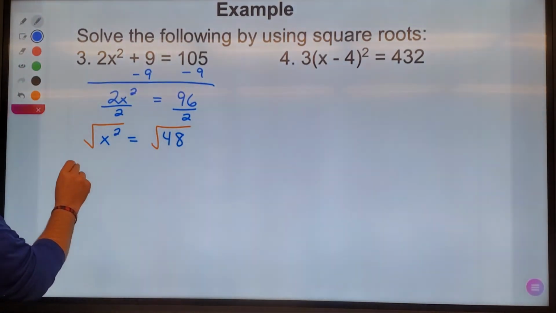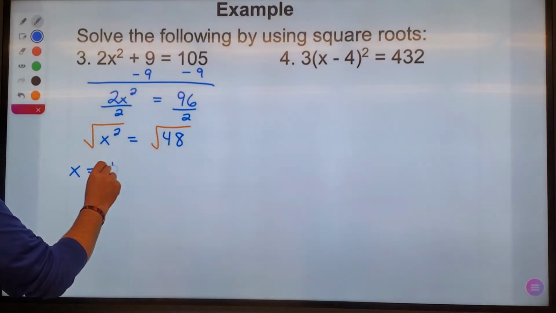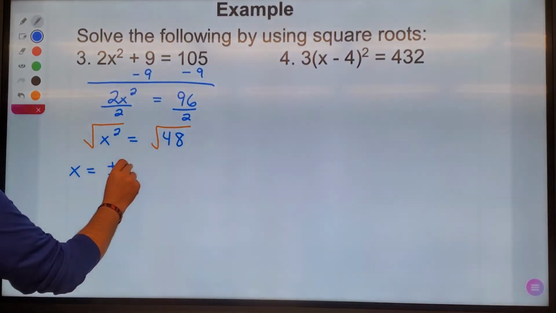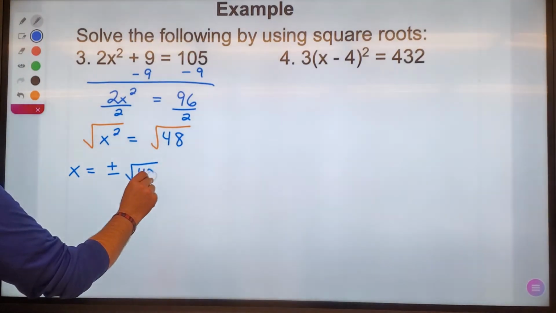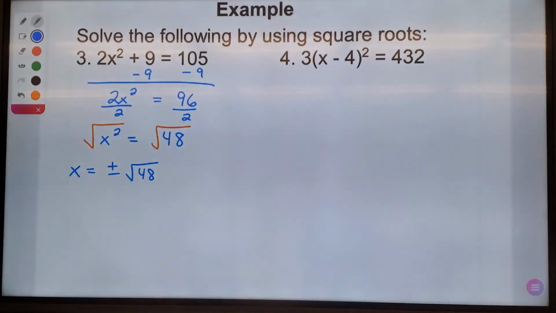So I have x equals, again now, plus or minus square root of 48. In the first example we did, when we got to this point, we had a perfect square. 144 was a perfect square. However, 48 here is not a perfect square. So we still need to check and see if I can simplify. I do not want square roots. Again, I want a simplified, I do not want a decimal. I want to see a simplified square root.